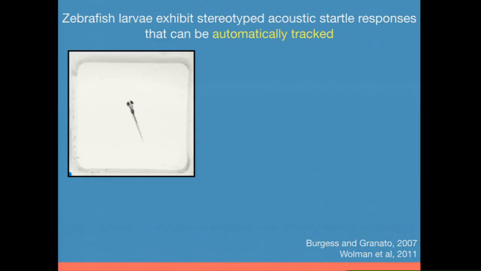Zebrafish larvae exhibit stereotyped acoustic startle responses at 5 days post-fertilization, and we can track them automatically. So this is a video of the acoustic startle response in the 5-day-old zebrafish, and you can see that it's going to make a unilateral body contraction and then execute a swimming bout.